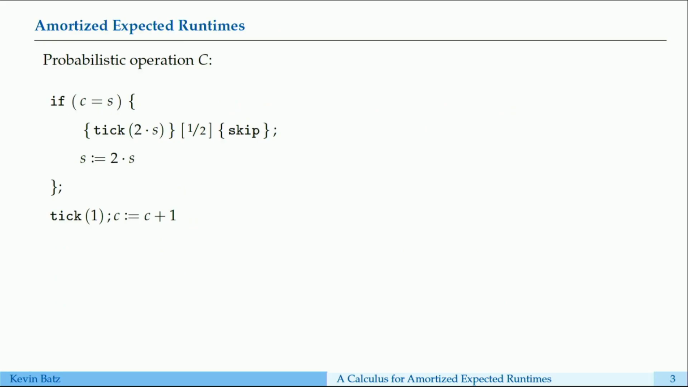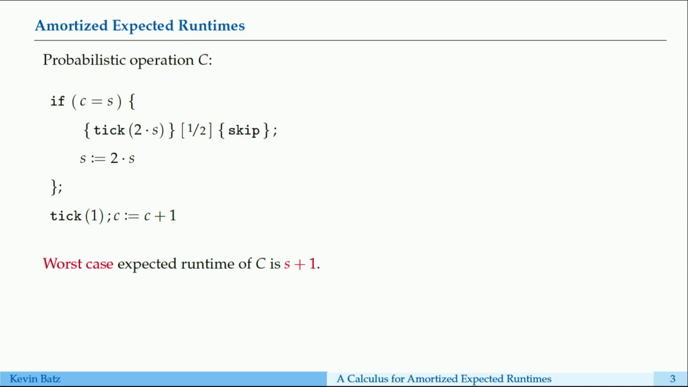And for that, we consider this simple probabilistic operation C. So we first check if variable C is equal to S. If so, we flip a fair coin. With probability a half, we will consume 2S units of time, and with the remaining probability, we do nothing. Then we always double the value of S, and after that, we consume 1 more unit of time and increment the counter C by 1. Now, we can clearly see this operation has a non-constant worst-case expected runtime of S plus 1.